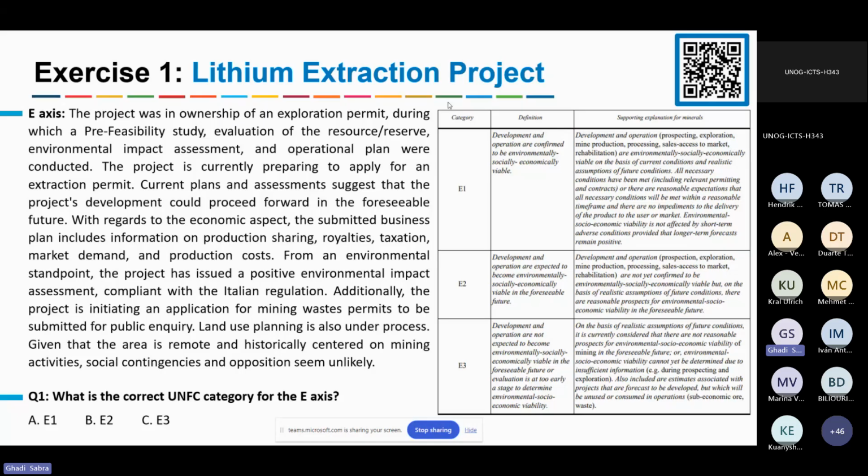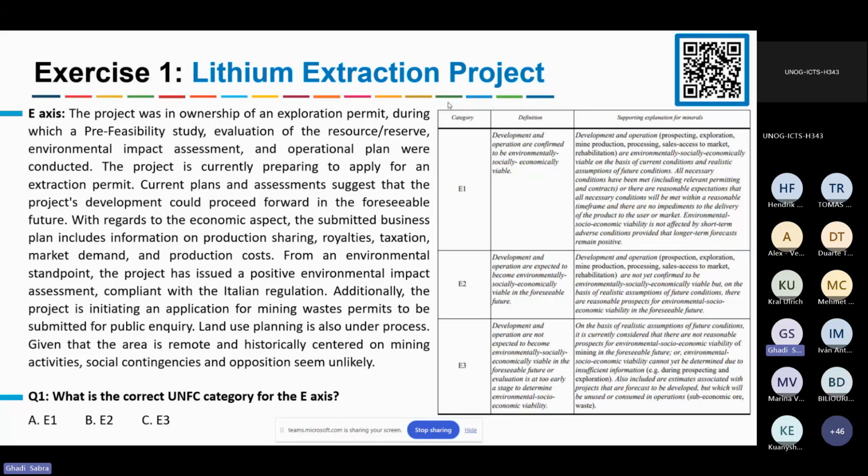Land use planning is also under process, and given that the area where the project is located is remote and historically centered on mining activities, social contingencies and opposition seem unlikely. So the first question is, what is the correct UNFC category for the E-axis? Is it E1, E2, or E3?